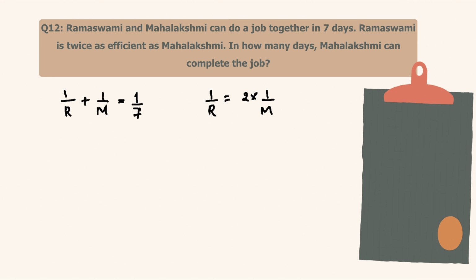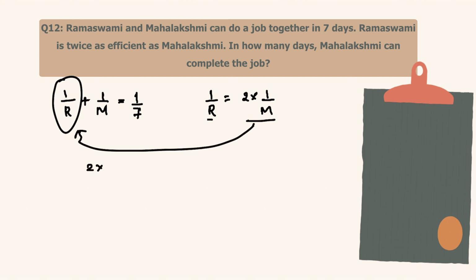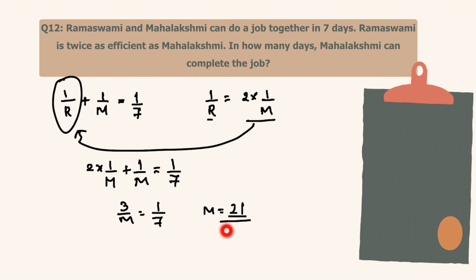So we have 1 by R here. 1 by R we have 2 into 1 by M. We can substitute this here. So it will become 2 into 1 by M plus 1 by M equal to 1 by 7. Once you know how to write these two equations, the remaining is just mathematics only. So 2 by M plus 1 by M, 3 by M equal to 1 by 7. That means M equal to 7 into 3, 21. So Mahalakshmi takes 21 days to complete the work. I hope you understood. Moving on.